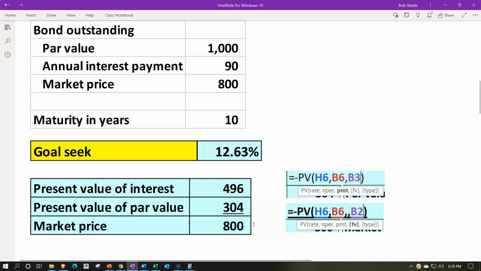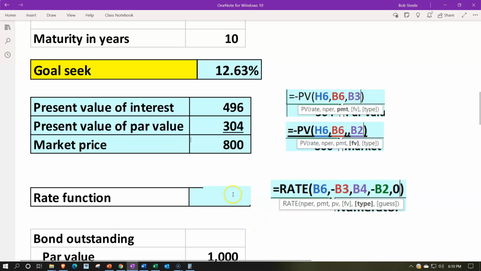The reason I think this is useful to do is because it's the way most people think of the bond calculation when they calculate the market price. And even if you use a rate function to get the rate, then you'd still want to check it by then plugging it back into this calculation to double check that you get the proper amount. Now the rate function looks like this, so you could do the same kind of thing with the rate function in Excel.